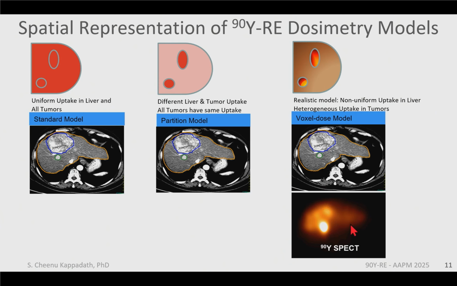So there are a couple of things you've got to notice here. One is you have different tumors, you have different levels of uptake. Within a tumor itself, you have heterogeneous uptake. The normal liver has heterogeneous uptake. So clearly we know that this model is rather oversimplified, right?